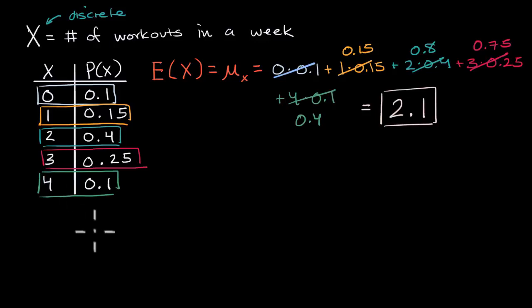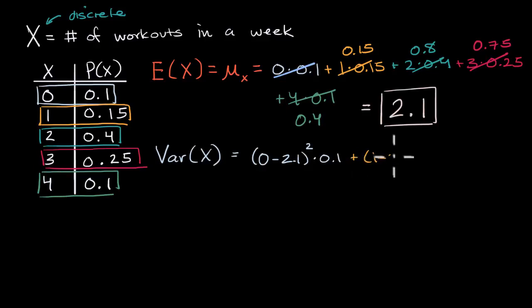The way we are going to do this has parallels with the way that we've calculated variance in the past. So the variance of our random variable x, what we're going to do is take the difference between each outcome and the mean, square that difference, and then multiply it by the probability of that outcome. So for example, for this first data point, you're going to have 0 minus 2.1 squared times the probability of getting 0 times 0.1.